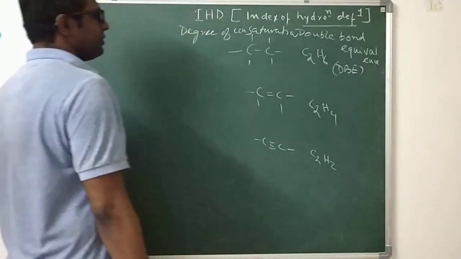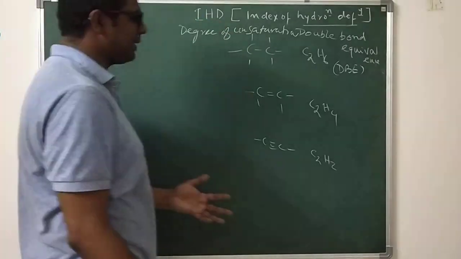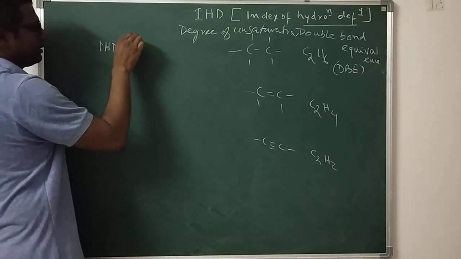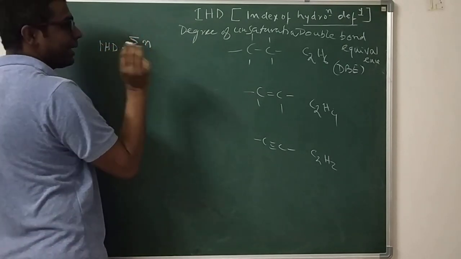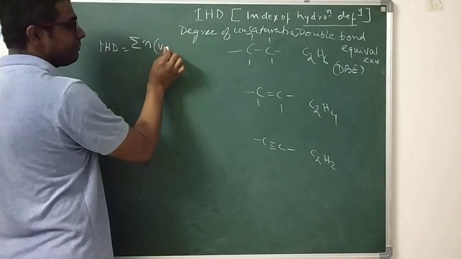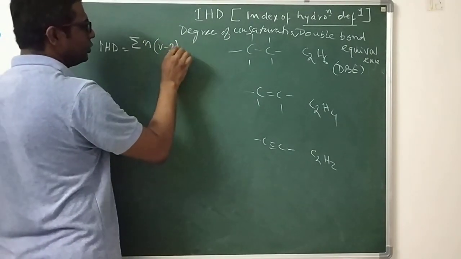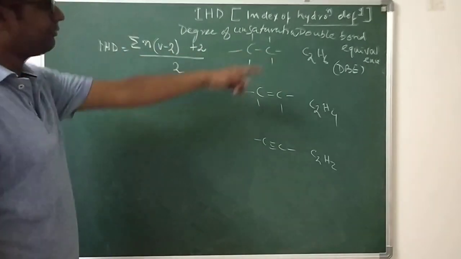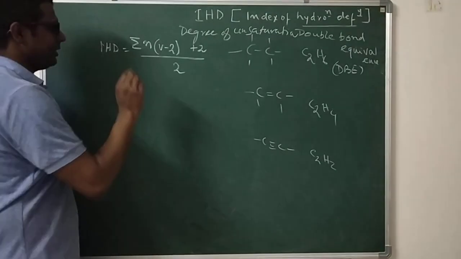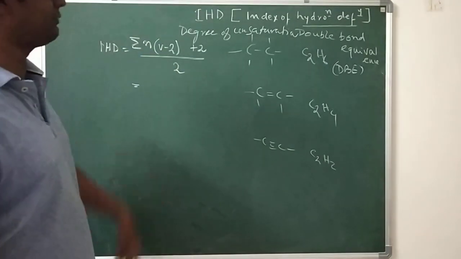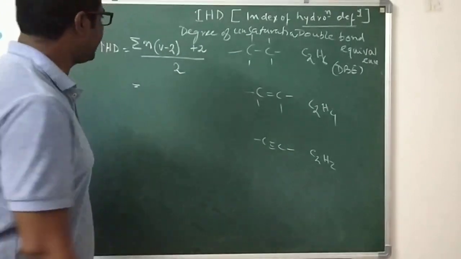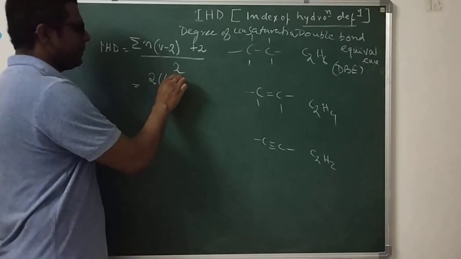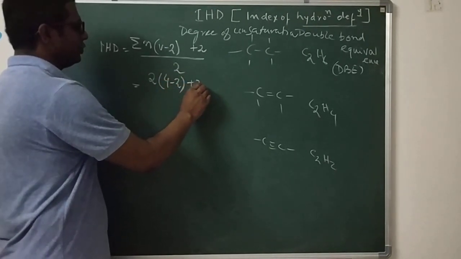So let us see. If we have to calculate the IHD, we must have some formula. The formula of IHD is this: summation of n, the number of a particular atom, times (V, the valency of that atom, minus 2), plus 2, the whole divided by 2. Let us calculate for ethane. Because there is a summation, first of all we will take the carbon atom. There are 2 carbon atoms, so 2 number of carbon atoms. Valency of carbon is 4, minus 2, plus 2.